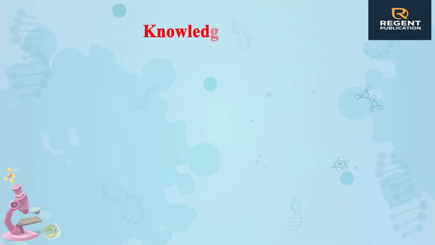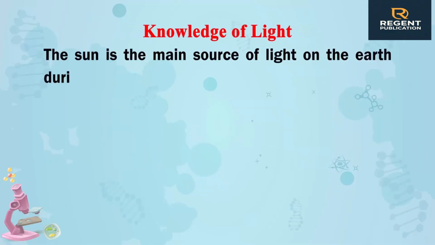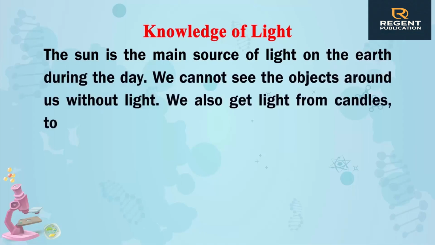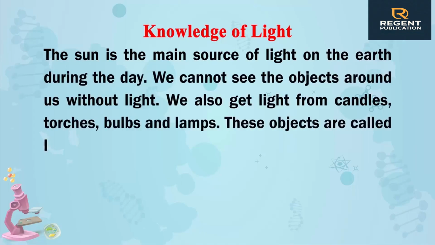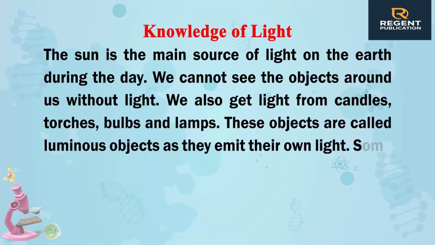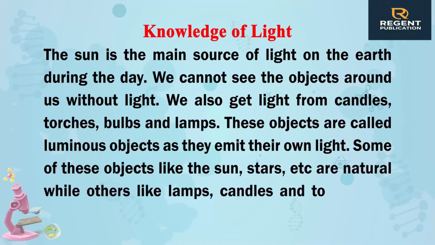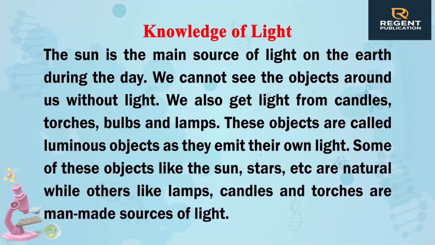Knowledge of light. The sun is the main source of light on the earth during the day. We cannot see the objects around us without light. We also get light from candles, torches, bulbs, and lamps. These objects are called luminous objects as they emit their own light. Some of these objects, like the sun and stars, are natural, while others, like lamps, candles, and torches, are man-made sources of light.